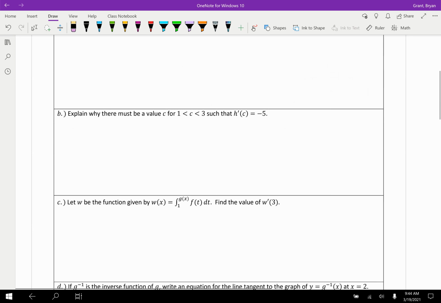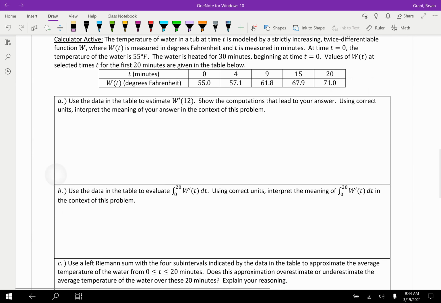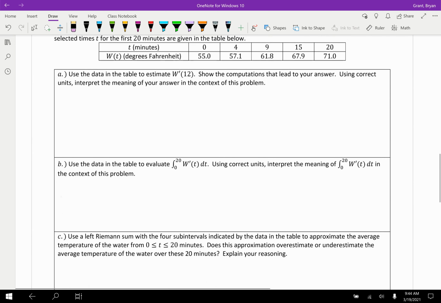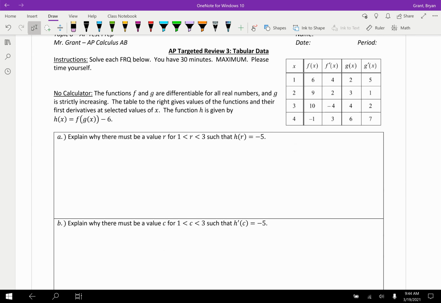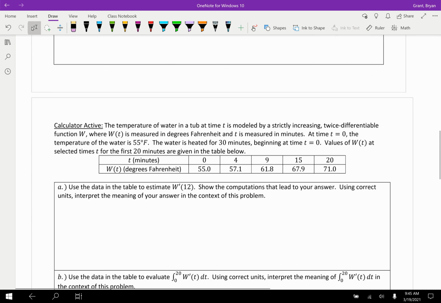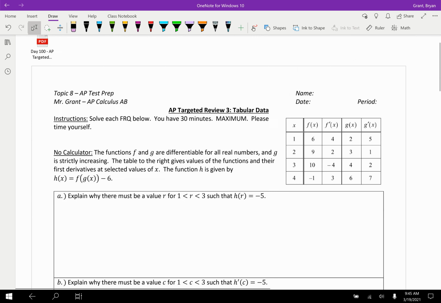The first problem is no calculator. The second problem is calculator active, so you'll want to make sure you have a calculator available for you. I'd like you to take 30 minutes. You should be able to work through the first or both of these problems, see what you can do, and then at the end of 30, come back and see how you did. Other than that, we don't have much else to discuss for today.